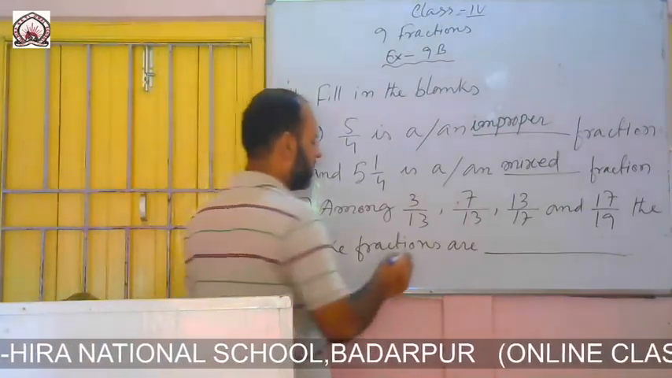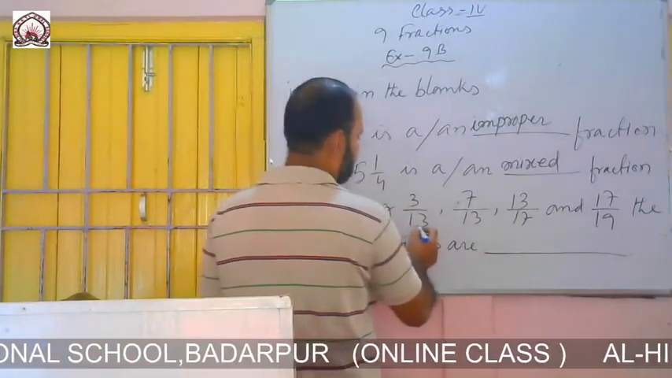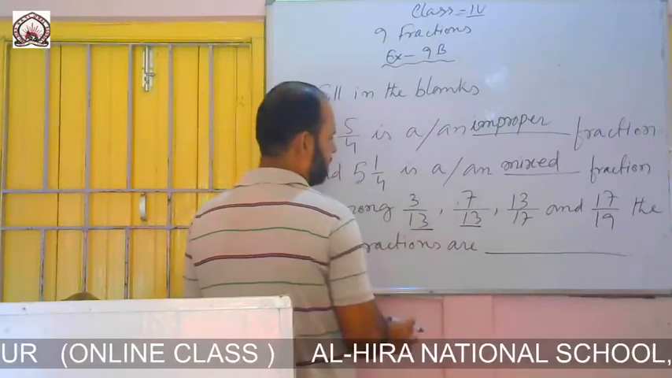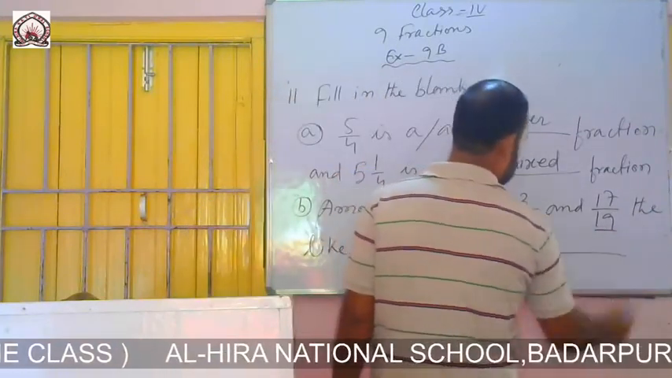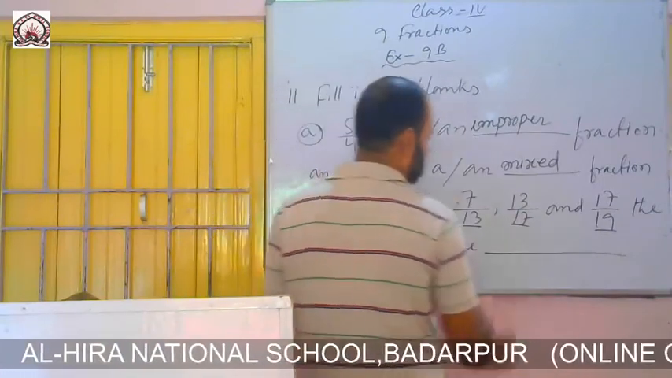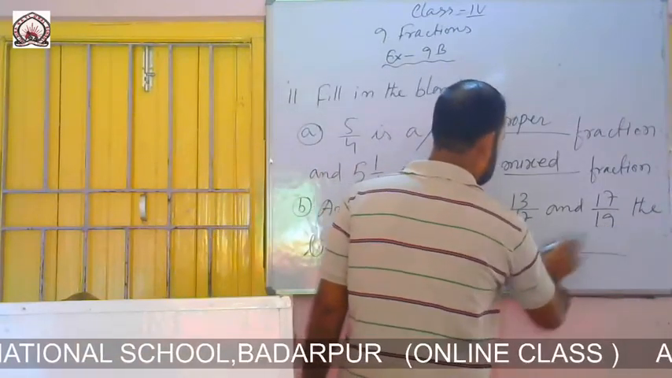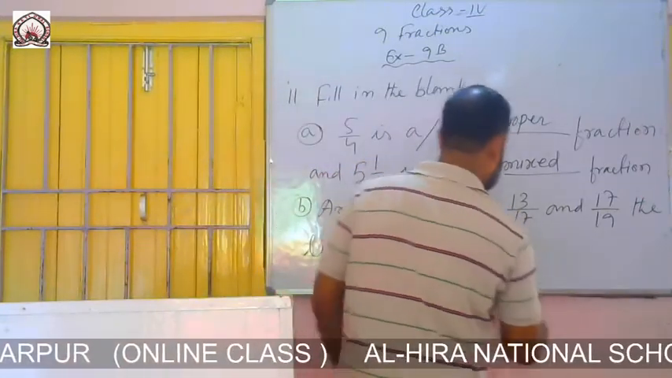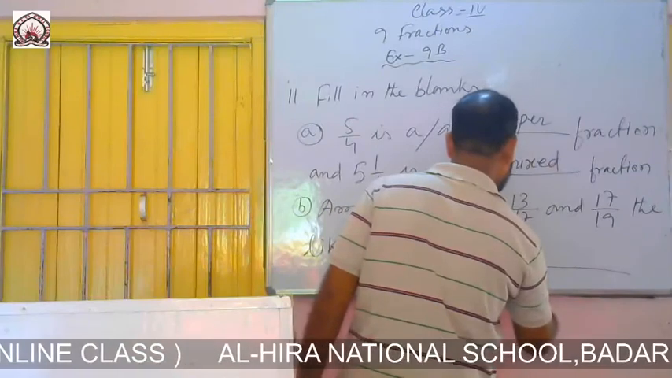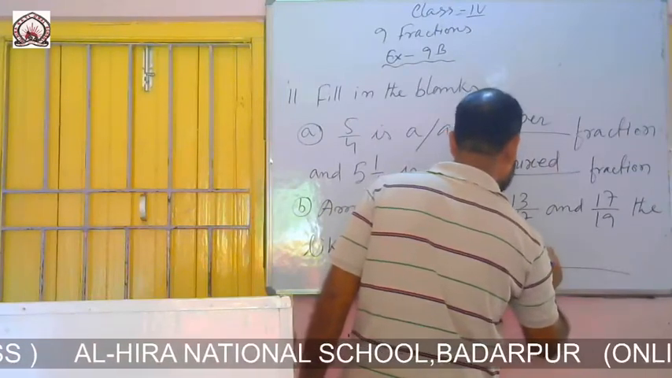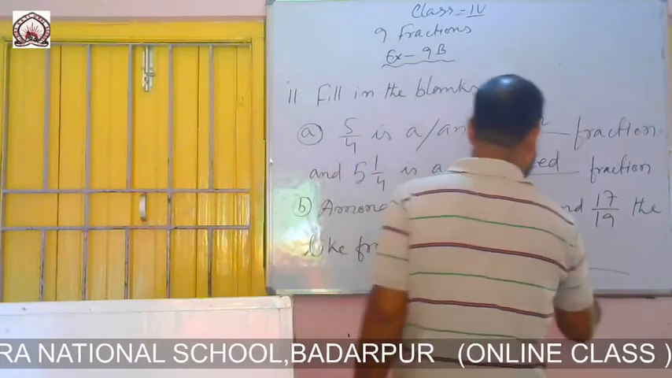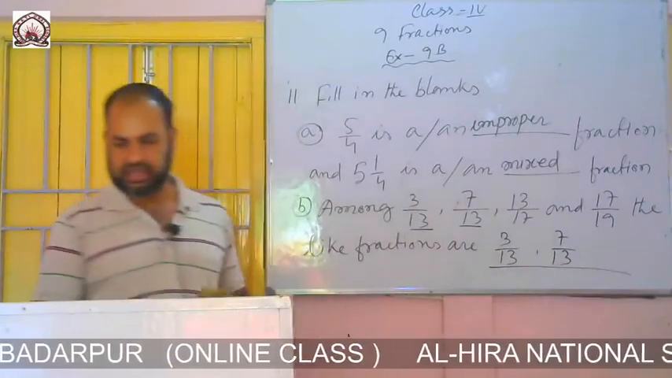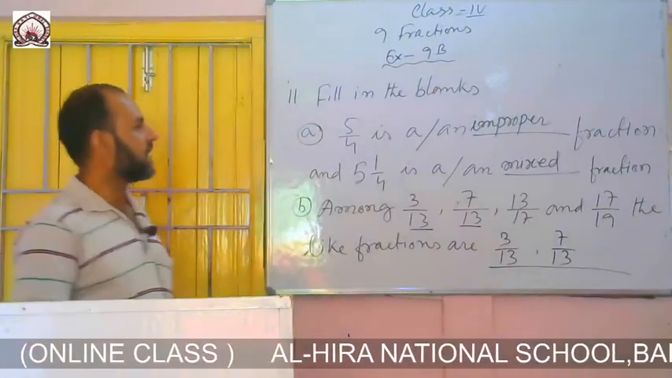So here we get 3/13, 7/13, here denominator 13, there also denominator 13, same denominator, but 17 and 19 are not the same, different denominators are there. So that means 3/13 and 7/13 are like fractions.